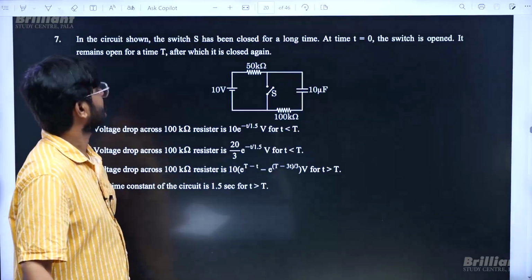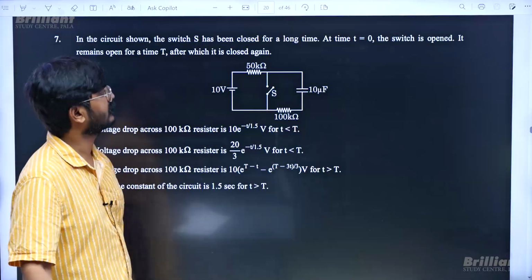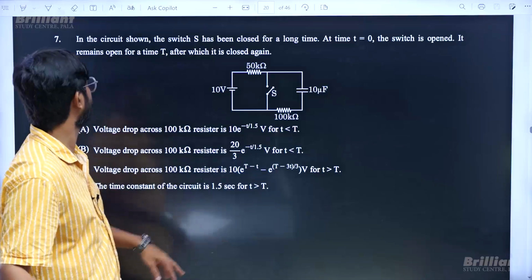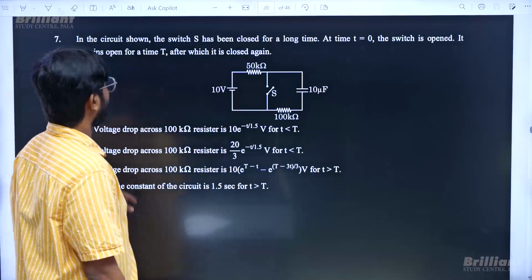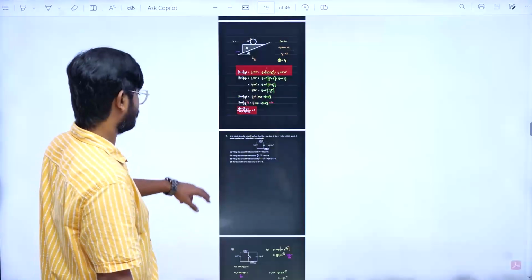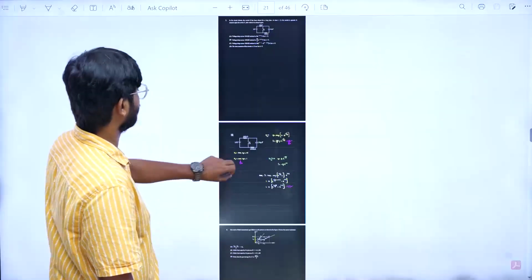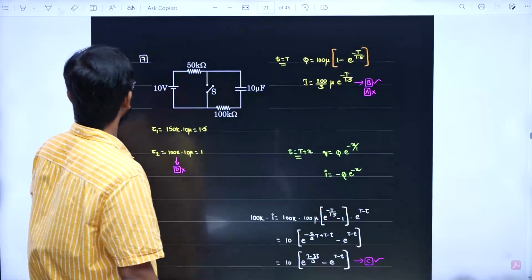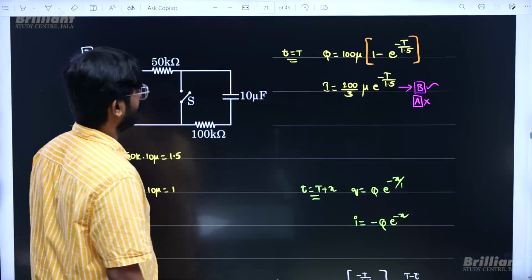In the circuit shown, the switch S has been closed for a long time. At t equals to 0, the switch is opened and it remains open for time T, after which it is closed again. Then they are asking voltage across 100 kilo ohm and time constants. So if I want to calculate voltage across 100 kilo ohm, I should calculate the current.